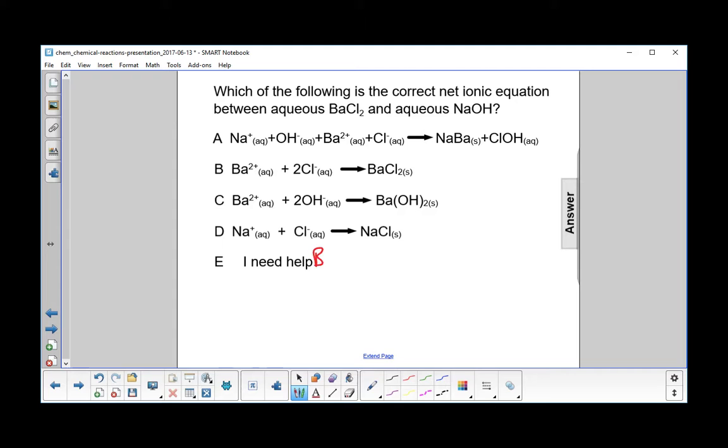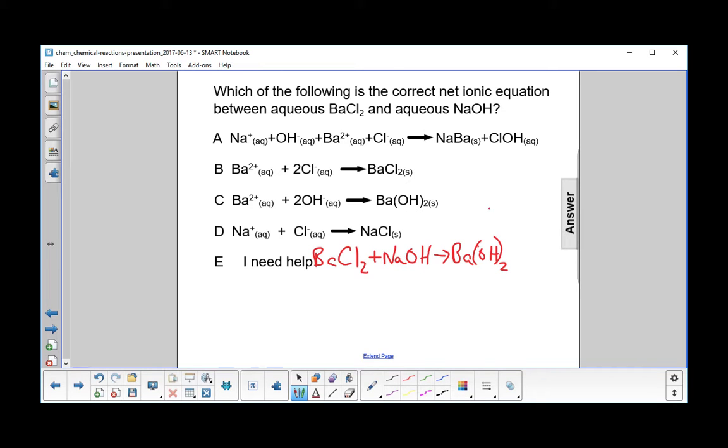We have barium chloride plus sodium hydroxide, and this will be a double displacement reaction. So we will have barium hydroxide, and we need two hydroxides because barium's valence is +2 and hydroxide is -1, so we'll put a 2 there.